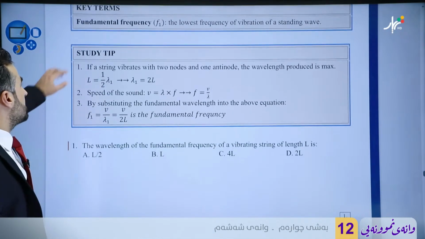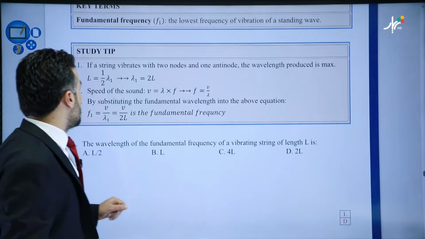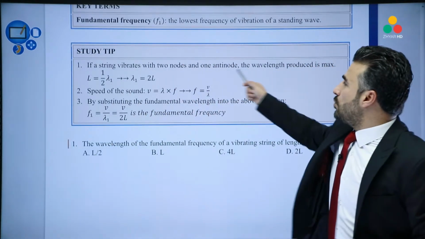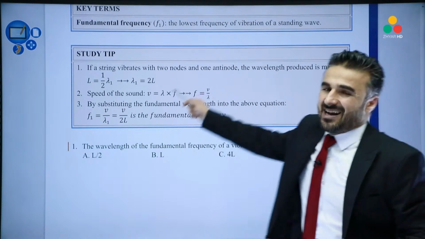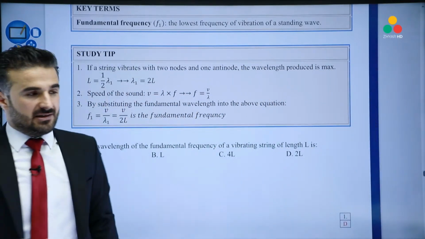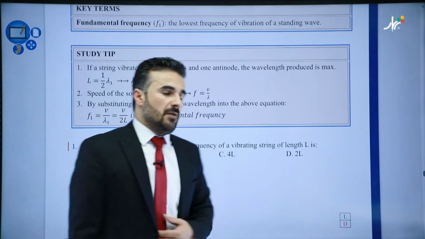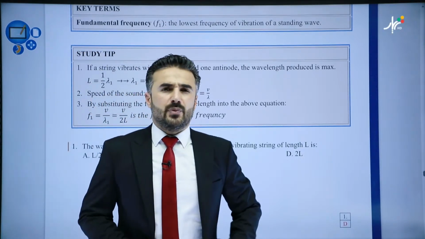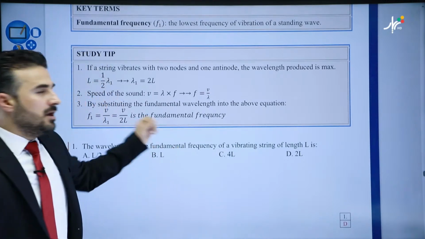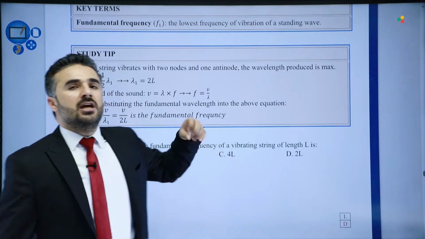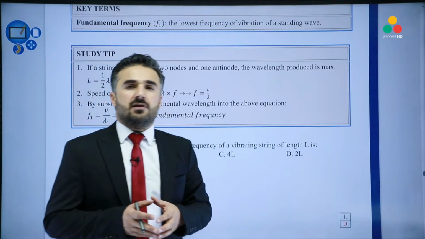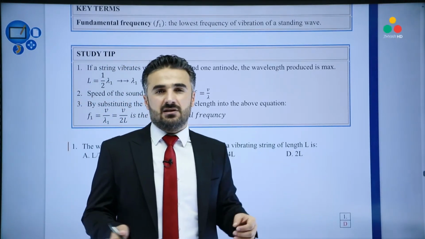All right, take a look here. It says, these study tips are very important. What does it say? It says if a string vibrates with 2 knots and 1 anti-knot, the wavelength is maximum. This would be useful for multiple choice. For example, when will the wavelength of a vibrating string be maximum? One of the options would be when the string vibrates with 2 knots and 1 anti-knot. That is the case where the wavelength is maximum and the frequency is minimum.